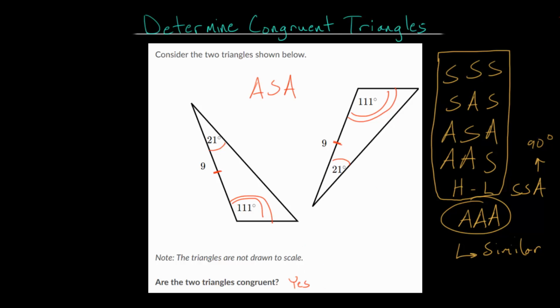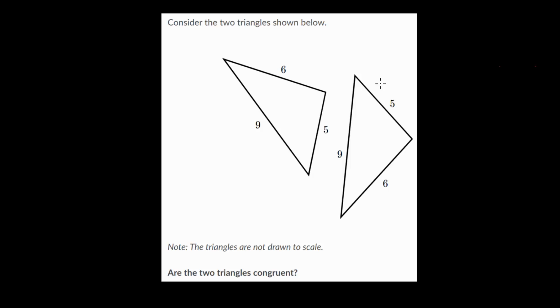And let's look at one more example here. And for this problem, we again have two different triangles. And what you can see is that they share this side length where it's length 6. They share a side length of length 5, and they share a side length of length 9. So between the two triangles, they share three sets of equal sides, and this is the side, side, side congruence rule, which means that yes, these two triangles are congruent.